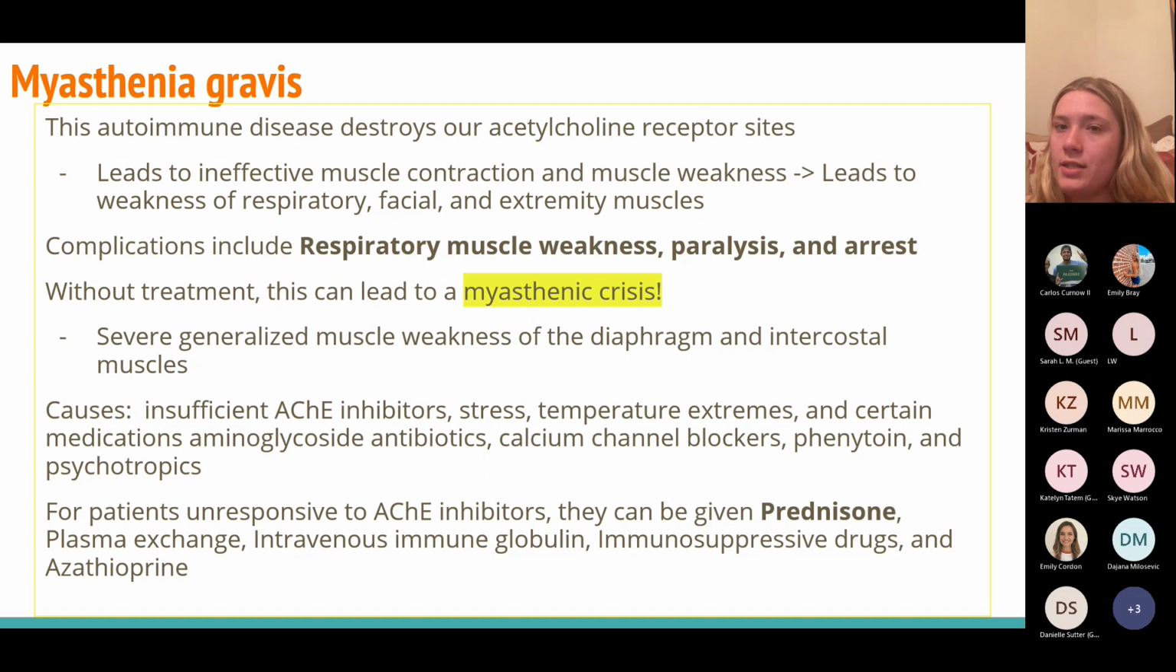Lots of different causes, but usually for myasthenic crisis, there can be multiple different causes. But again, myasthenia gravis is an autoimmune disease, so we really just want to help suppress the immune system. So we usually give them prednisone, plasma exchange can help, immunosuppressive drugs, etc.